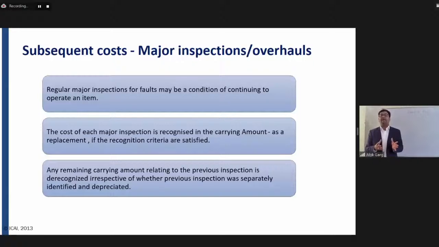Any remaining carrying amount relating to the previous inspection is de-recognized, irrespective of whether the previous inspection was separately identified and depreciated. Same concept. If you are aware of the initial cost, you are required to de-recognize it. If you are not aware of the initial cost, you are required to use the current cost as a base, and calculate the present value before 4 years, 5 years, 6 years back, when that aircraft was originally inspected or originally purchased.